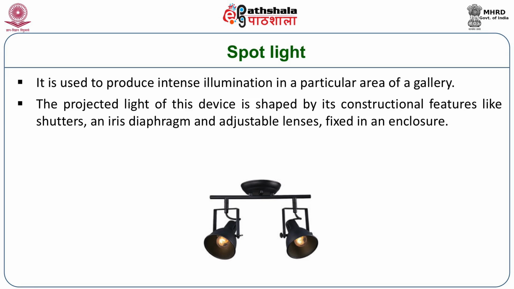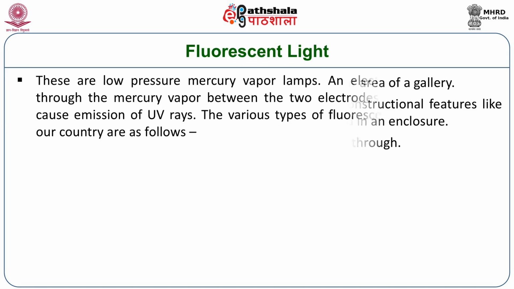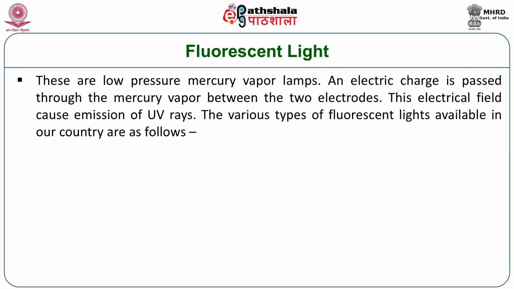The projected light of this device is shaped by its constructional features like shutters, an iris diaphragm, and adjustable lenses fixed in an enclosure. It can be fixed singly in a single depression or it can be fixed in a track also. Fluorescent light is a low vapor pressure mercury lamp. An electric charge is passed through the mercury vapor between the two electrodes. This electrical field causes emission of ultraviolet rays.